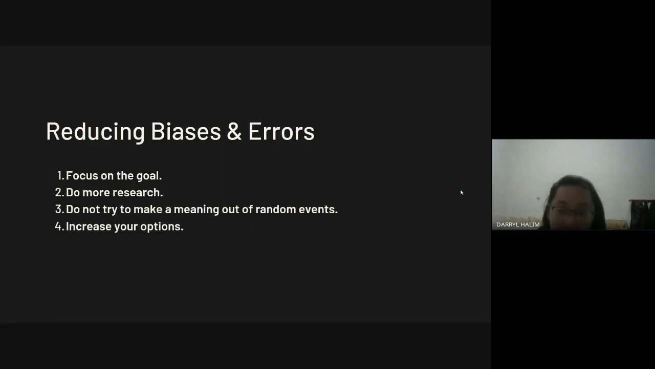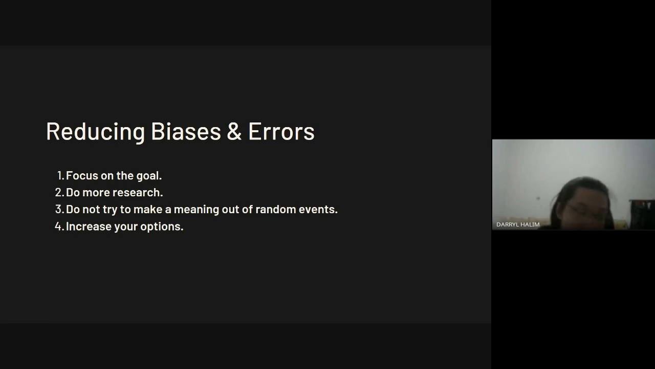We're moving on to reducing biases. After we know the problem, let's find out how to reduce it. First off, we must focus on the goal. Second, we need to do more research. This one is to counteract risk aversion. So in order to get the most gain, we definitely need to take the riskiest decision. And of course, there's a problem, so we need to reduce the risk. How? We need to do more research.